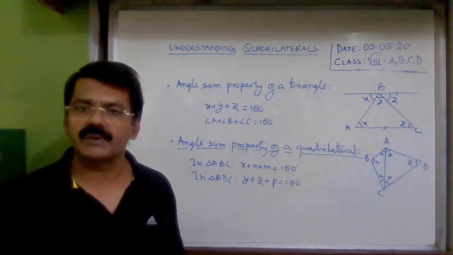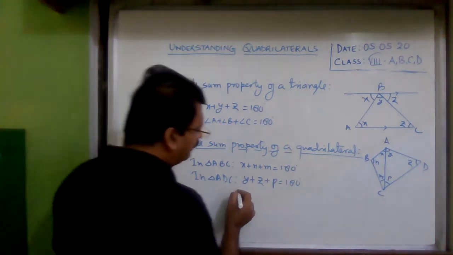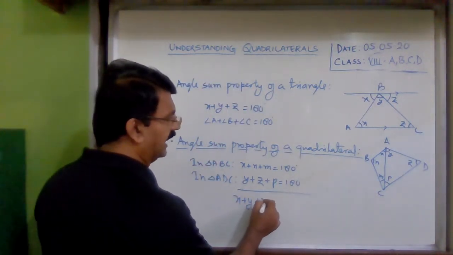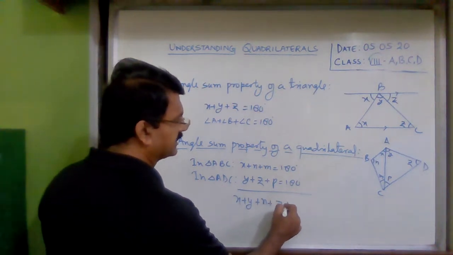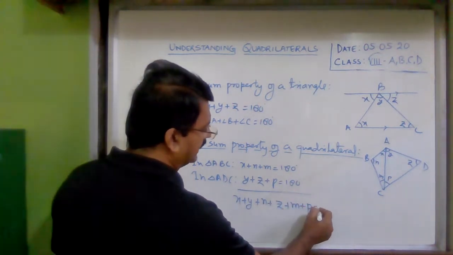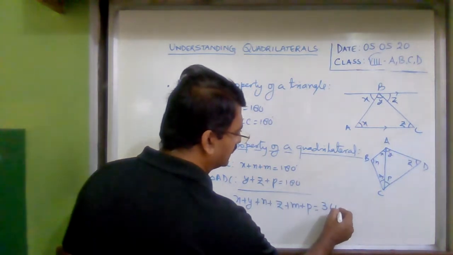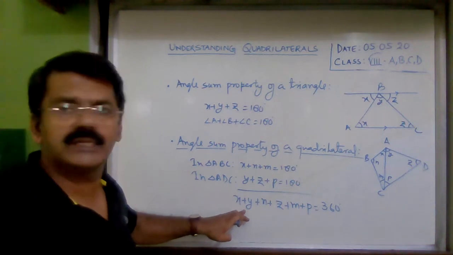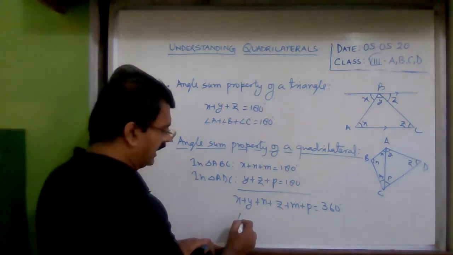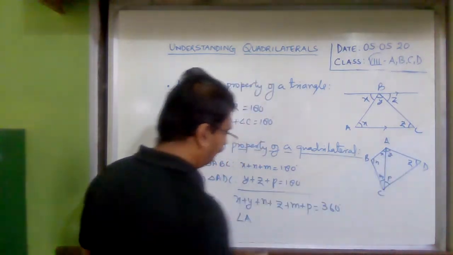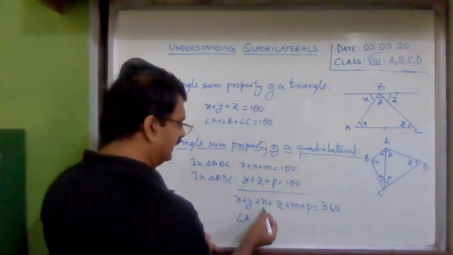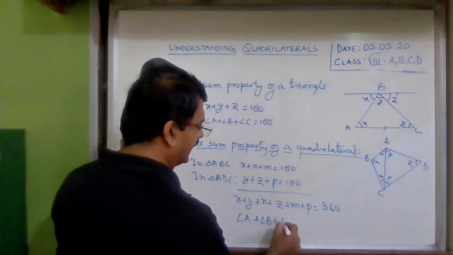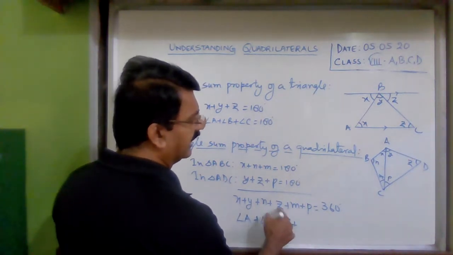Once again, angle sum property of a triangle. Now, if we add these two equations, that means X plus Y plus N plus Z plus M plus P is equal to 180 plus 180, which is 360. Now, if you see, X plus Y is nothing but angle A. Then N is nothing but angle B, and then M plus P is angle C and Z is angle D.